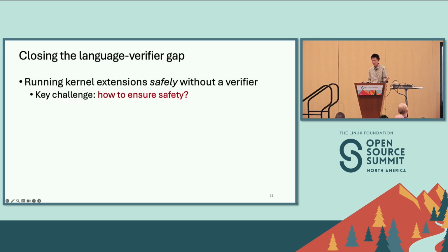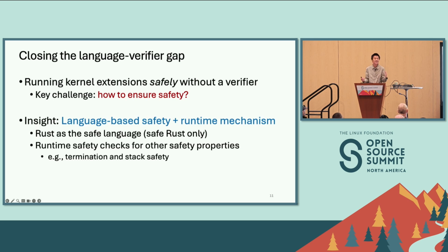So a natural question, of course, is how we can solve the problem by closing this language-verifier gap. If we can run the kernel extensions without a verifier, then of course this gap will be gone. But that brings us to another question: how can we ensure safety? Our insight is that we can leverage the language part that already exists. In other words, we use language-based safety together with a lightweight runtime mechanism.